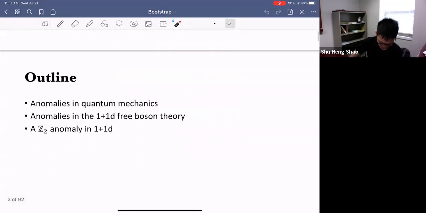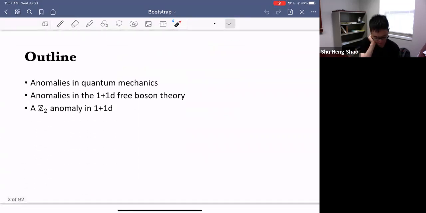Okay, so this lecture will have three parts. I will start with the simplest possible setup, namely anomalies in quantum mechanics, or in 0+1D if you wish. And then I'm going to talk about anomalies in 1+1D, and in particular, I will focus on the free compact boson theory in 1+1D. And finally, I will talk about Z2 anomaly for bosonic theory in 1+1D.